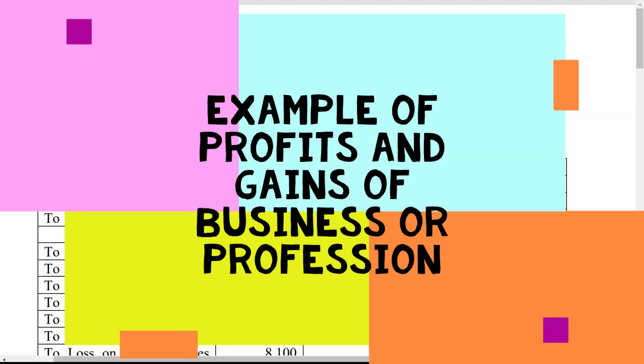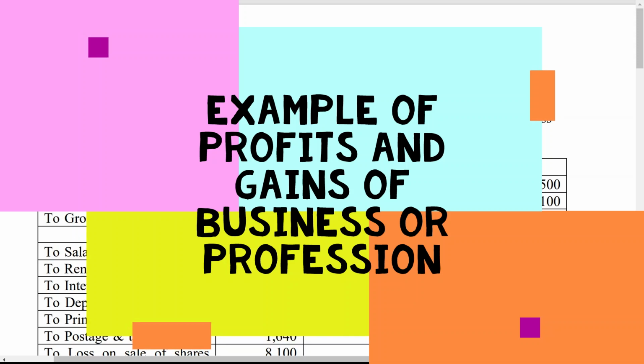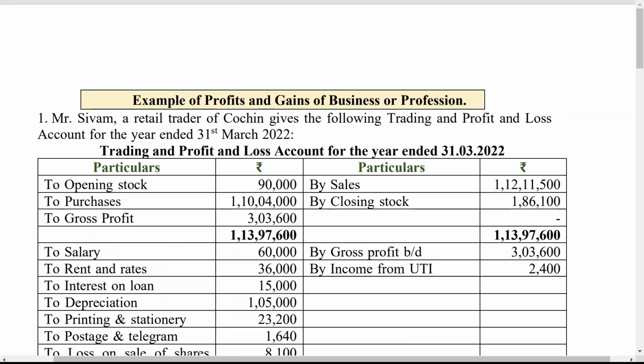Hello students. Today we are going to discuss an example of profits and gains of business or profession. This may come in the examination for 9 marks, 10 marks or 12 marks. So this is a very important example from the exam point of view also.